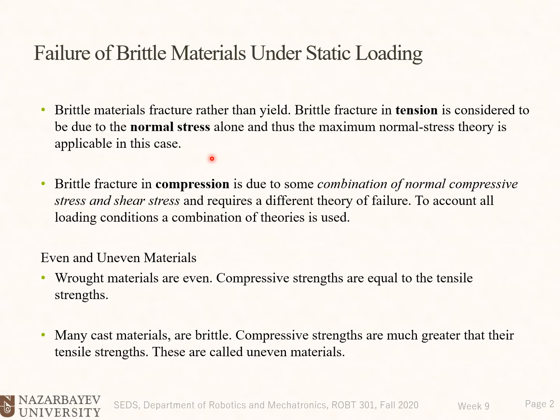So there is a different mechanism behind the failure of these materials, and that's why we need to use a different theory. So again, in tension, the normal stresses will cause the failure, and that's why we use a maximum normal stress theory. If you remember, we discussed maximum normal stress theory, but it was not a suitable theory for ductile materials.